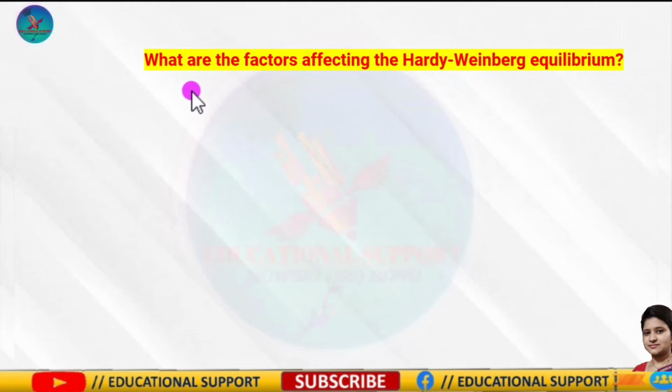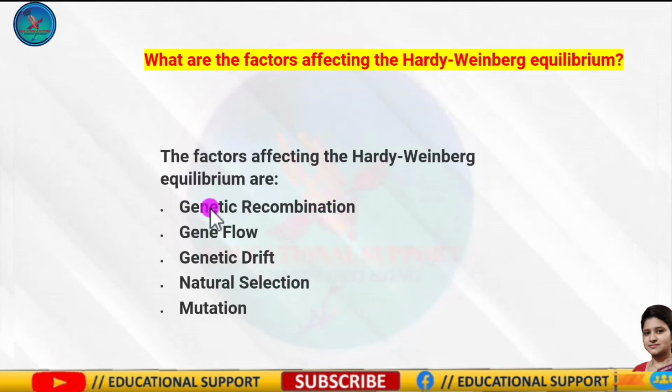Next, let us discuss the main factors which affect the Hardy-Weinberg equilibrium. There are many factors. The main factors which affect the Hardy-Weinberg equilibrium are genetic recombination, gene flow, genetic drift, natural selection, mutations, etc. So these are the basic factors.